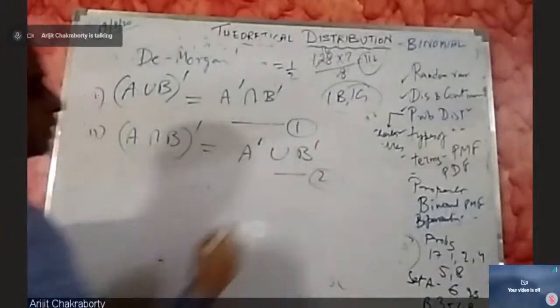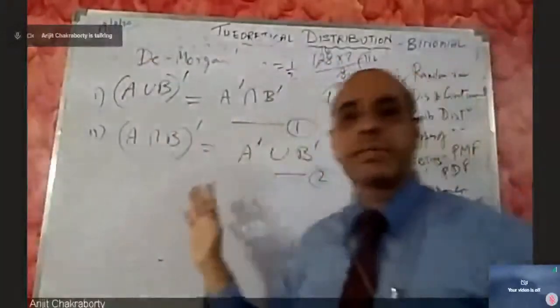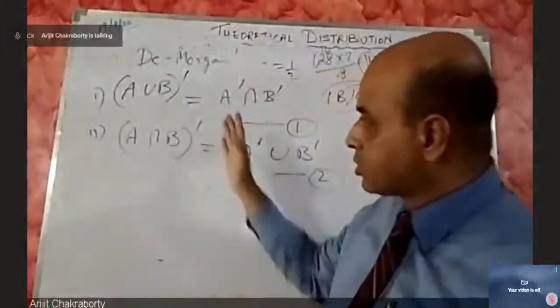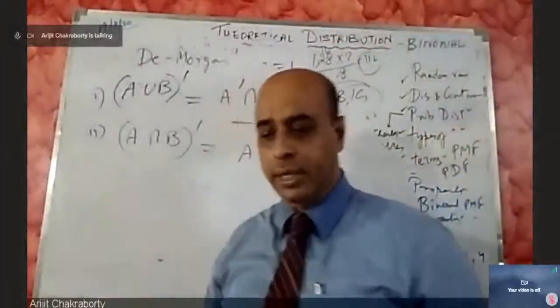So these are the two laws which are used not just in set theory or Venn diagrams, but also in probability theory. So I think Sahil and Anushka, you have got your answer.